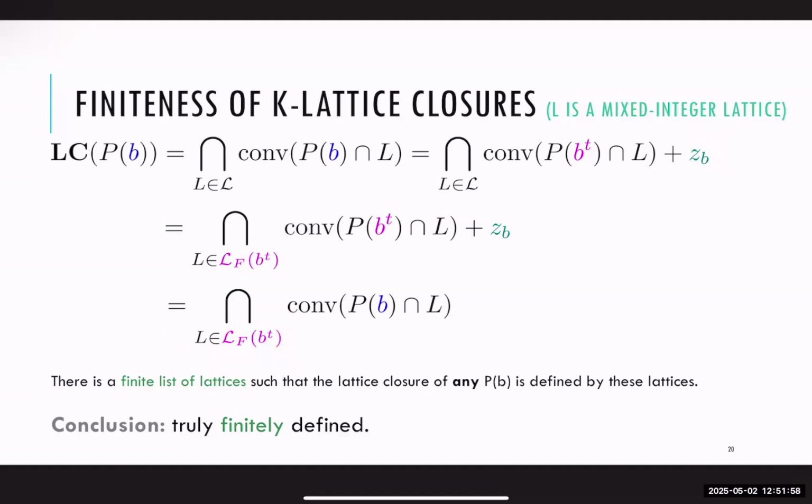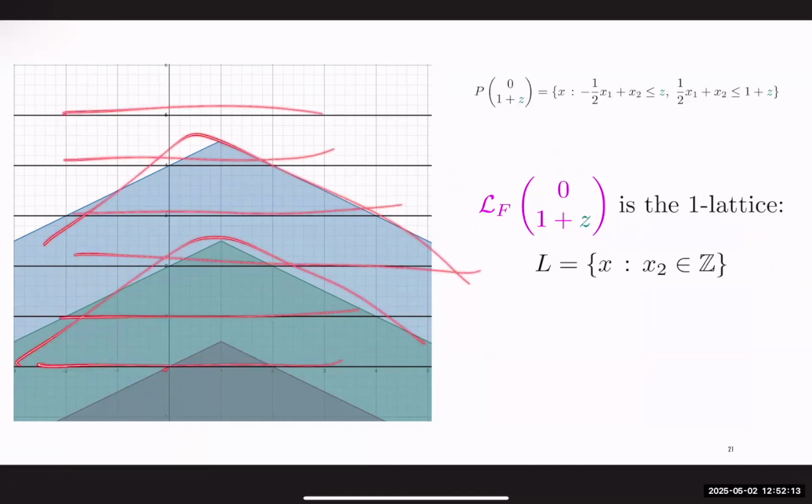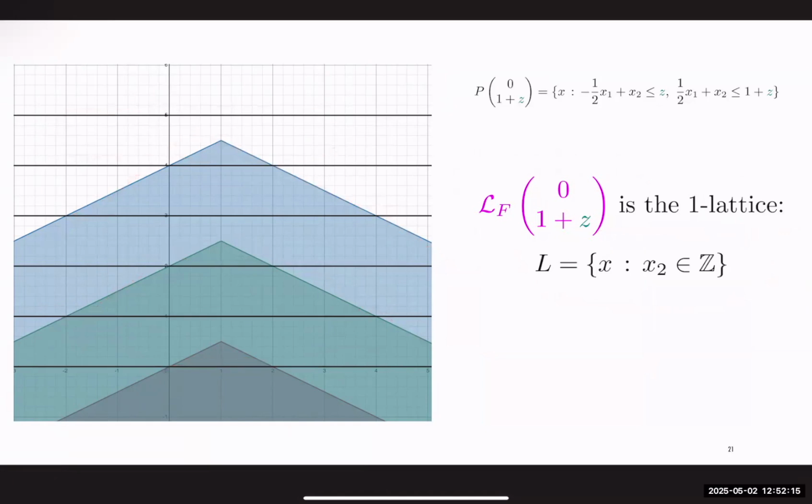Very nice. And in this case, this is the figure. The lattice that gives me all these lattice closures for the red polyhedra, for the green polyhedra, and for the blue polyhedra is this lattice, which is defined by this. It does not depend on the perturbation set.